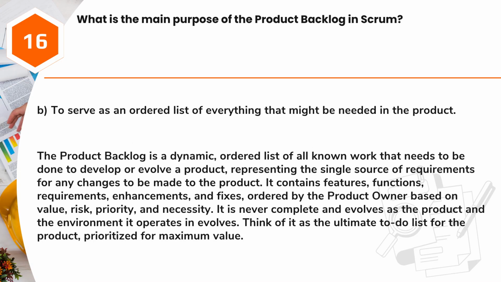Answer: B. To serve as an ordered list of everything that might be needed in the product. The product backlog is a dynamic, ordered list of all known work that needs to be done to develop or evolve a product, representing the single source of requirements for any changes to be made to the product.